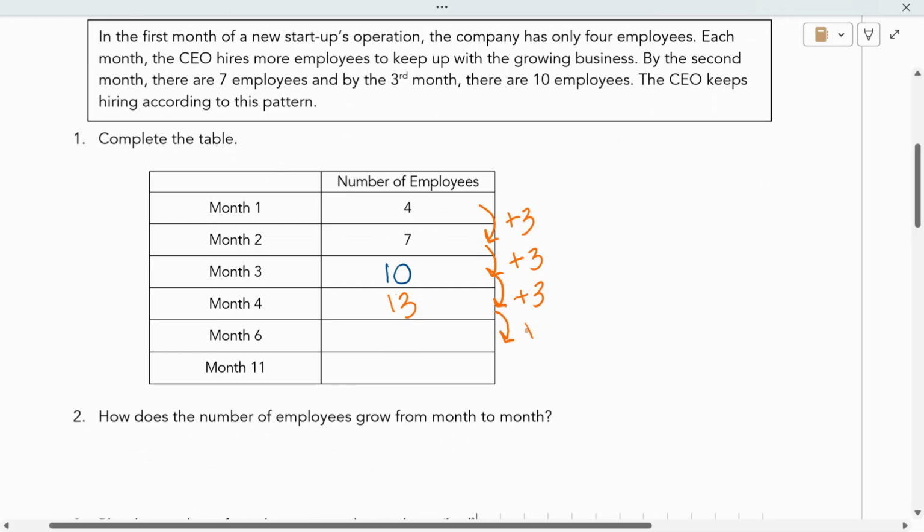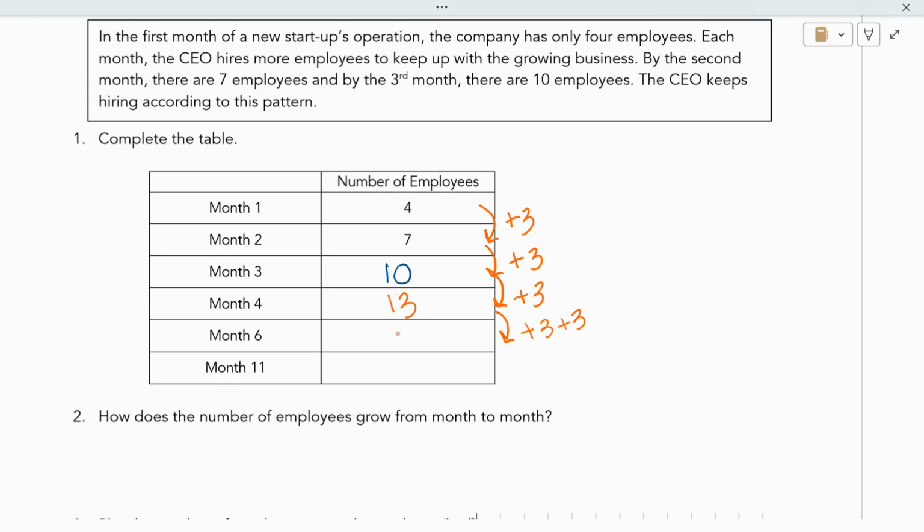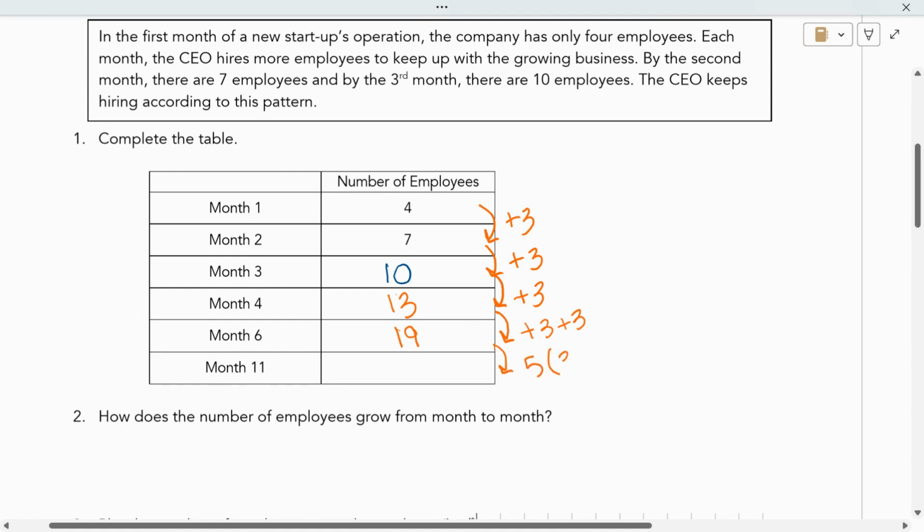So how many employees are we adding each month? So we're really adding 6. 13 plus 6 is 19. Okay. And then I go from month 6 to month 11. So how many months have passed? Plus 5 times 3. Do you guys see that? So 15 plus 19 is, good job.